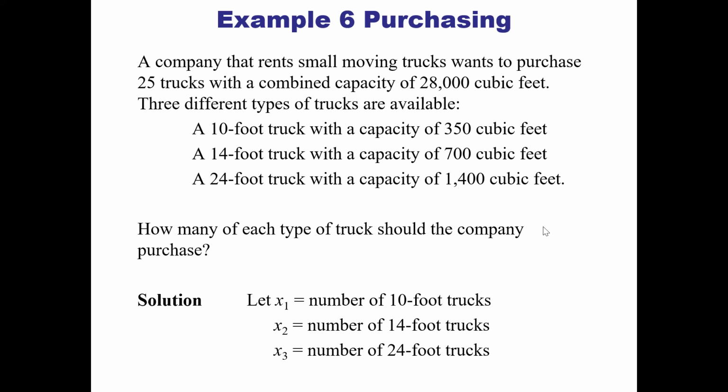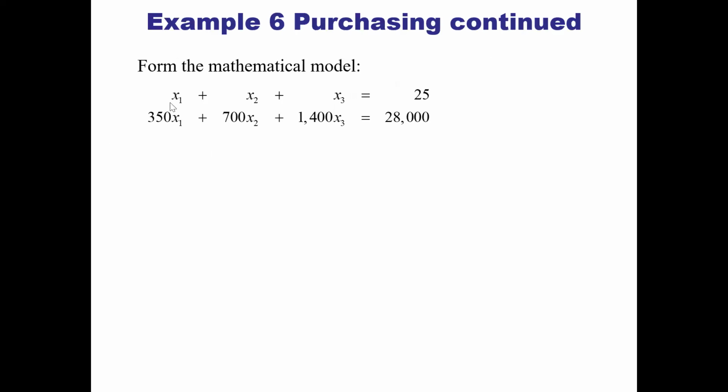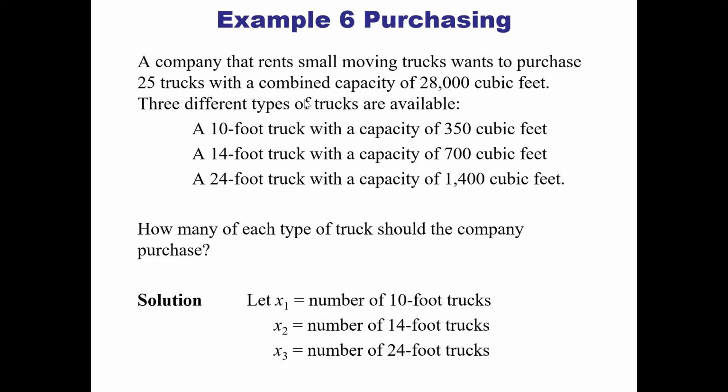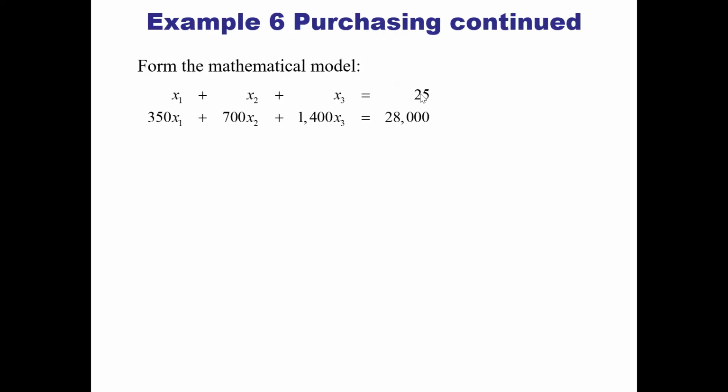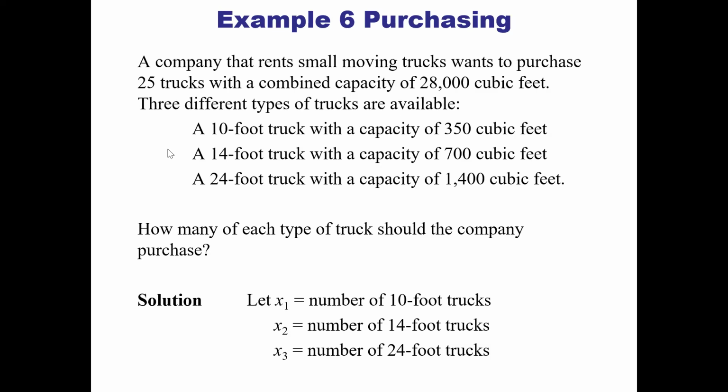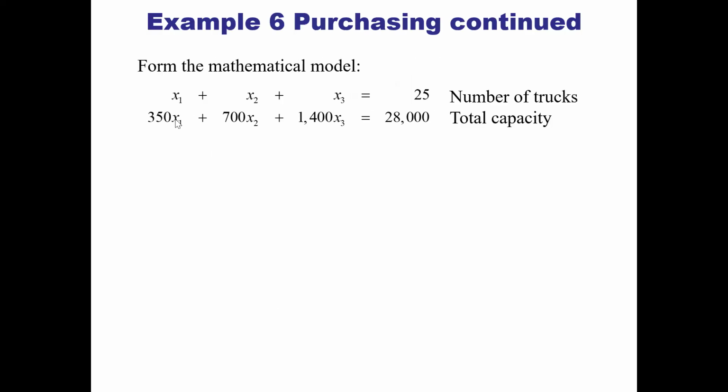Now, what we have to do is make a model. Well, we know if we take the number of these plus the number of these plus the number of those, that has to be the total number we want. And we want 25 trucks, so we have to have 25. Then we have to multiply the capacity by each truck. So 350 cubic feet times x1 plus 700 cubic feet times x2 plus 1400 cubic feet times x3 equals a total of 28,000 cubic feet. Okay, so that's going to be your total capacity.